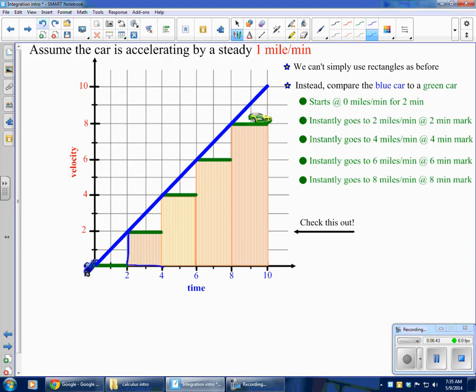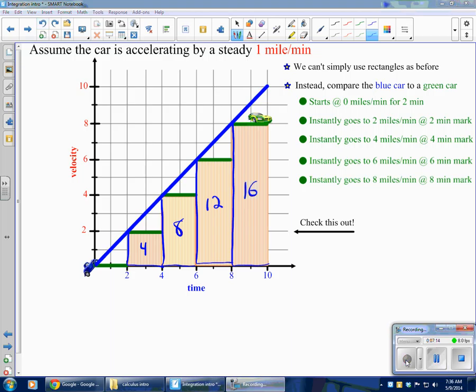So this would be 2 times 2, 2 times 4, 2 times 6, 2 times 8. So if I add up all of those, that tells me how far this mysterious green car that doesn't really exist or can't possibly do this, but instantly accelerates, how far it went. Which if you add those up, you get 40 miles.